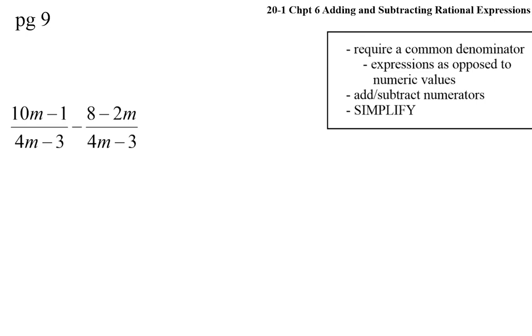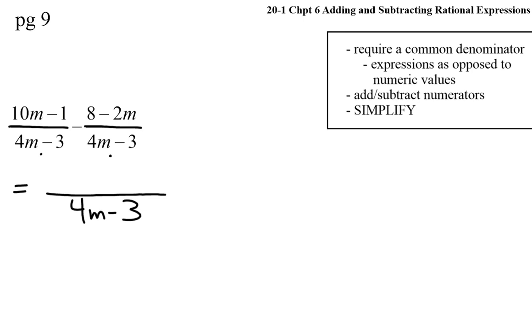Last one before we get complicated. Give this one a try, and then we'll talk. So here, what's nice? Well, one more time before we get a little uglier. 4m minus 3, 4m minus 3, common denominator. Fantastic, is 4m minus 3.